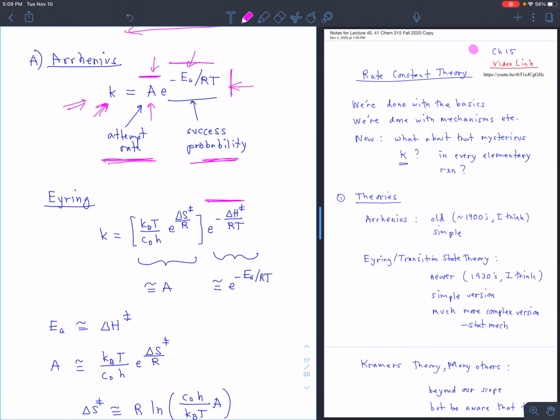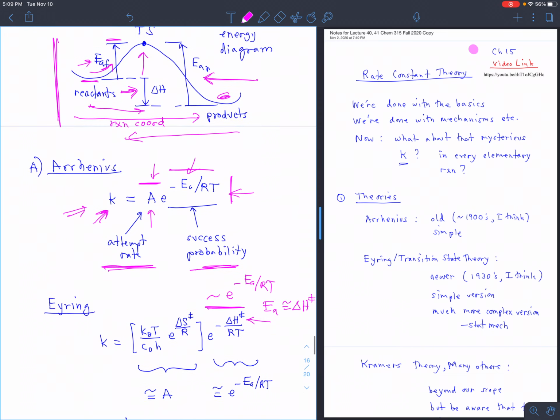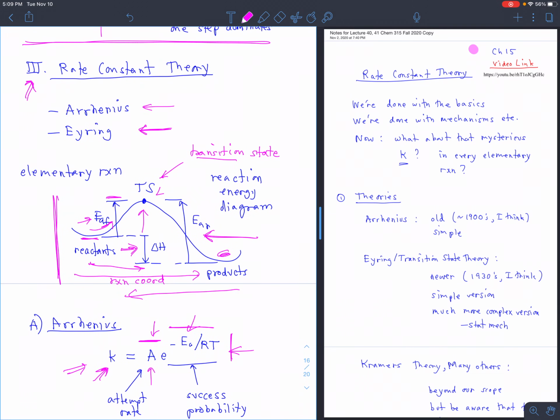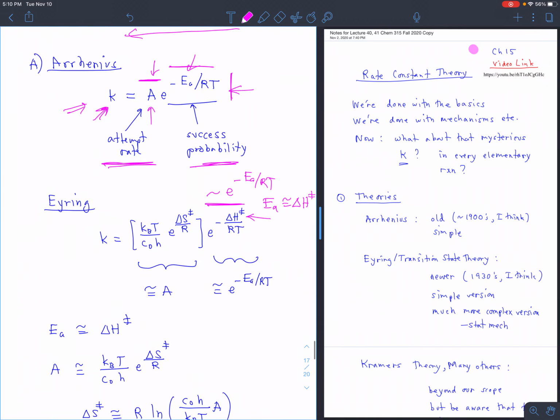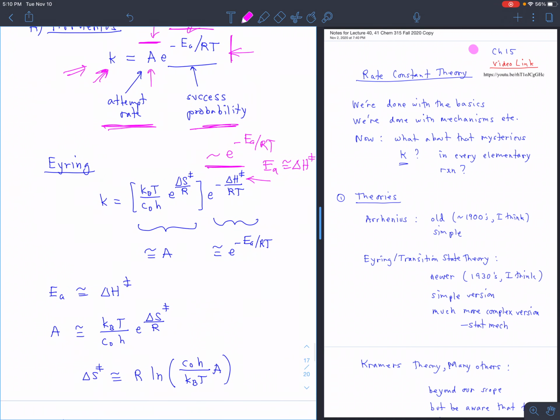This exponential factor is almost the same thing as e to the minus EA over RT, because EA is almost the same thing as delta H double dagger. This is the enthalpy of the transition state itself. Delta H double dagger, anything with a double dagger on it, refers to a property of the molecule in the transition state when it's at the top of the barrier.